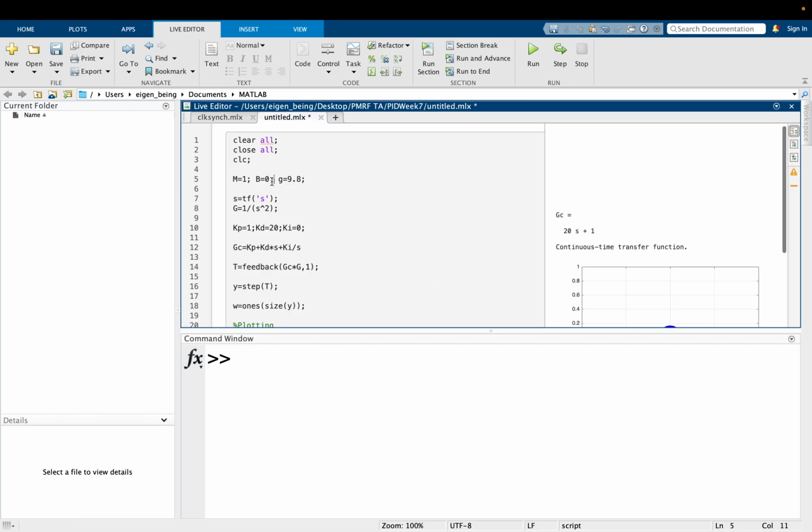Now let's look at the second case where my system was a magnetic levitation system. So it had m equal to 1, b equal to 0.1, 0.01, and something like G equal to g by b times s minus m times g. M is equal to 1, so m times g. Okay, I'll first add just Kp equal to 1. Let's see what happens.